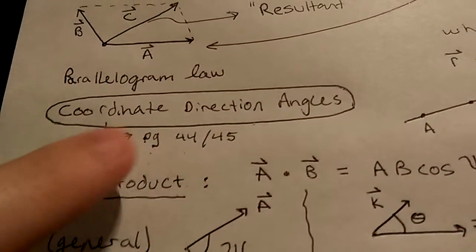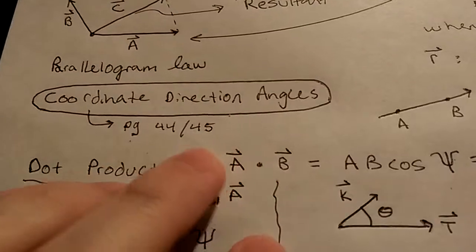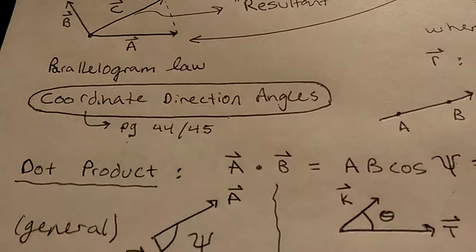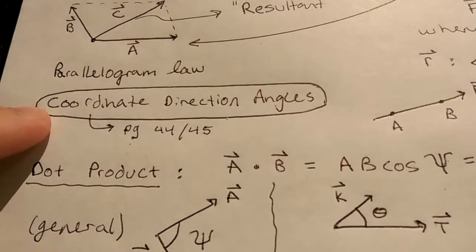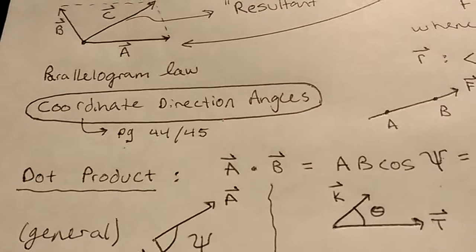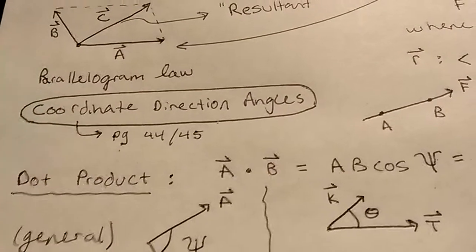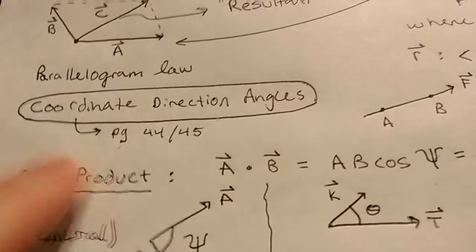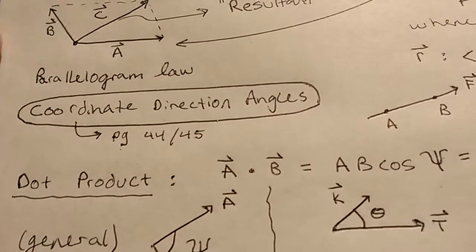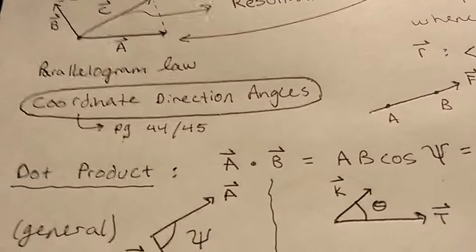Coordinate direction angles, also, you can take a look at it in the book on page 44 and 45. Important, but not necessarily something you should spend all your time freaking out about. There'll probably be a couple of homework problems. It's not something that's necessarily going to come back and haunt you. It's nice to know, but it's by no means priority number one.